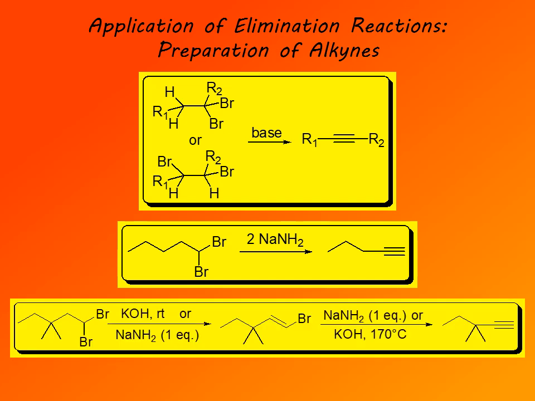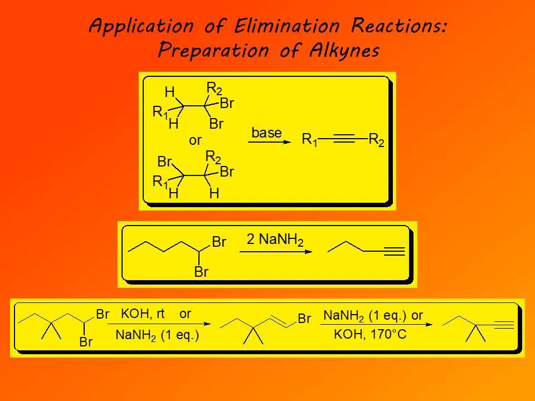If we use a weaker base, like potassium hydroxide or sodium hydroxide, and carry out the reaction at room temperature, or use only one equivalent of sodium amide, then only mono-elimination occurs, elimination of one equivalent of hydrogen bromide. The product is then the corresponding vinyl bromide. So if we want to prepare vinyl bromides, we can do so by using only one equivalent of sodium amide, or doing the elimination with hydroxide at room temperature. If we use a second equivalent of sodium amide, then a second equivalent of hydrogen bromide eliminates to give the corresponding alkyne.